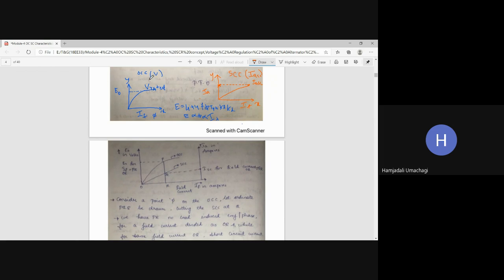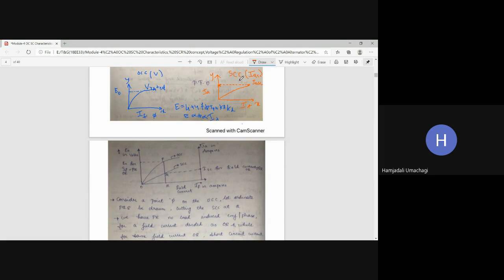For open circuit, don't connect any load. For short circuit, connect the load and short it using the TPST switch and read that current using an ammeter. For the OCC test, don't connect any load, run the alternator to rated speed, and for different values of excitation or field current, note down the voltage value using a voltmeter. But in the SCC test, you note down the current value using the ammeter. This is the only difference. So I hope you understood open circuit and short circuit characteristics.